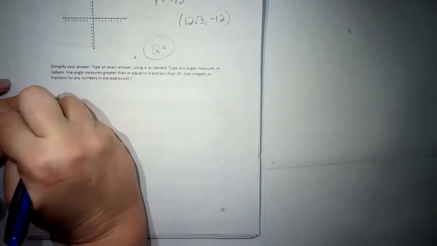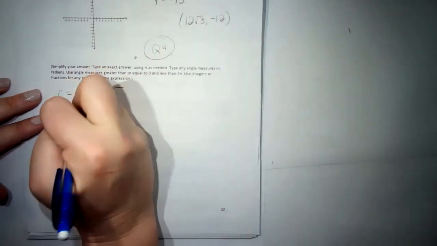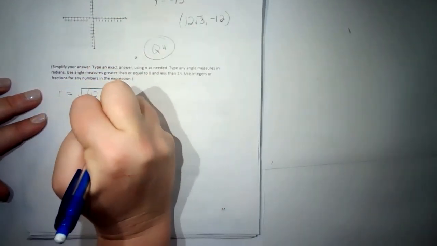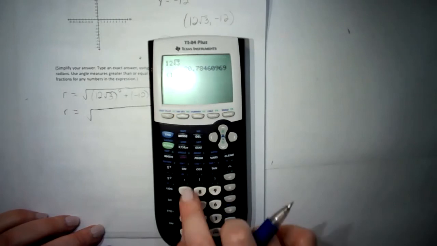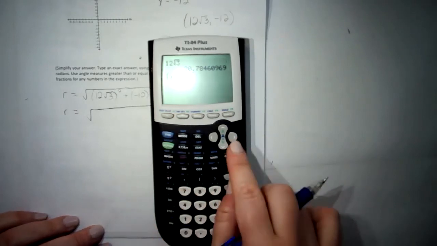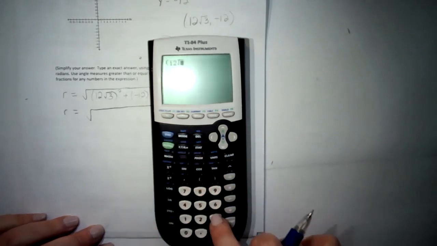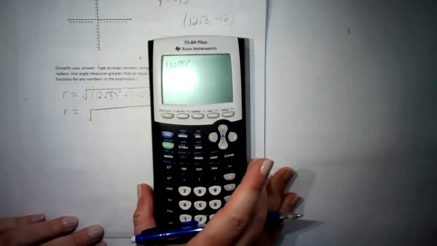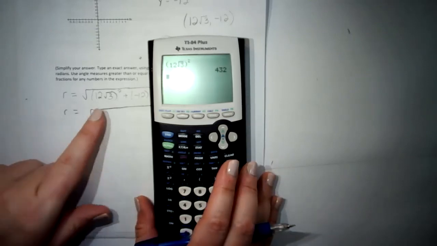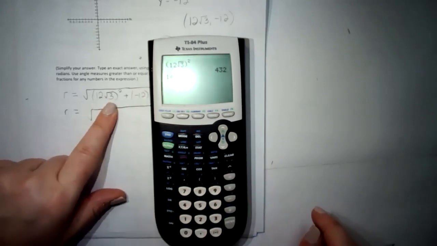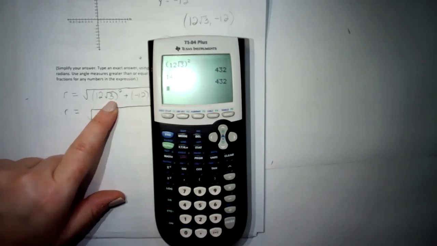Okay, so we need an R. Remember, R is going to be the square root of x squared plus y squared. Again, this is just going to require a little bit of algebra. You can put in your calculator 12 square root of 3 and square the whole thing, and then you don't even have to think about what it is. It tells you 432. Or 12 squared is 144, root of 3 squared is 3. You're still going to get 432, however you choose to do it.